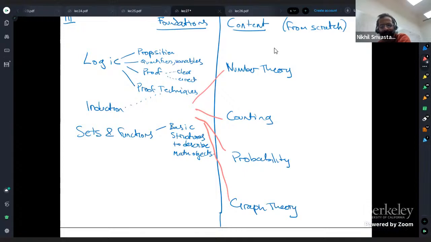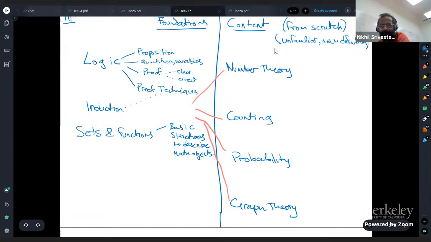The other common feature that all of these things had, or were supposed to have, is that we created these subjects from scratch. We introduced new definitions that were maybe unfamiliar, and you really had to rely on the definitions to understand what was going on in these areas. So that's why these subjects were chosen in this class.